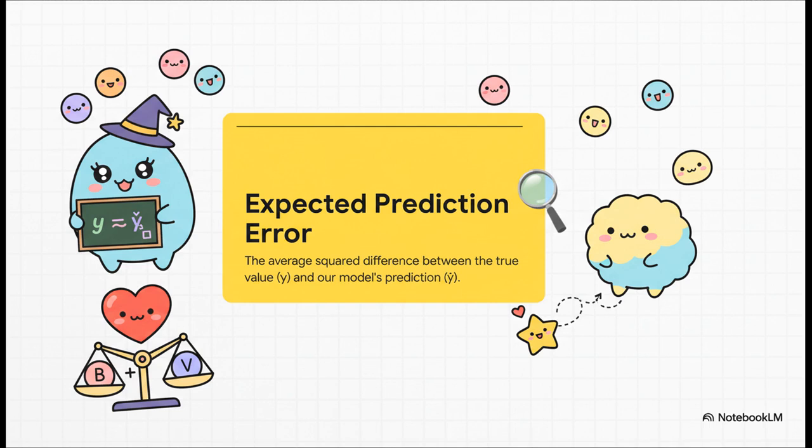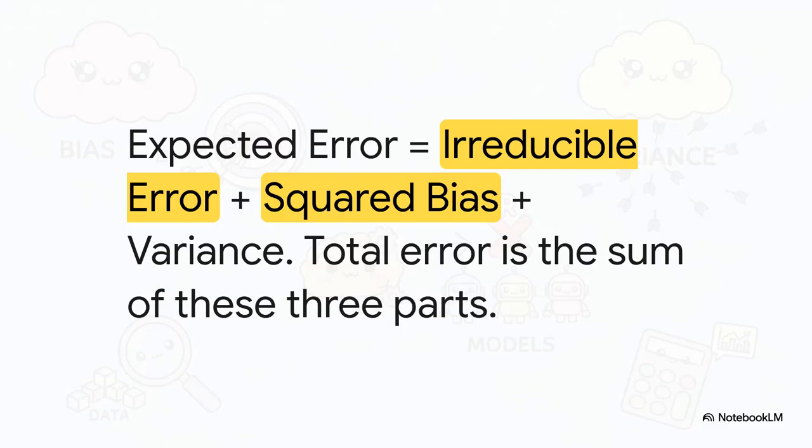It's the ultimate measure of that gap between reality, what we call y, and our model's prediction, which is y hat. And here it is, the big reveal. That total error you're trying to minimize, it's not one giant scary thing. It actually breaks down, beautifully, I might add, into three separate pieces: irreducible error, squared bias, and variance. So the most important thing to remember is that your total error is just these three things added together.